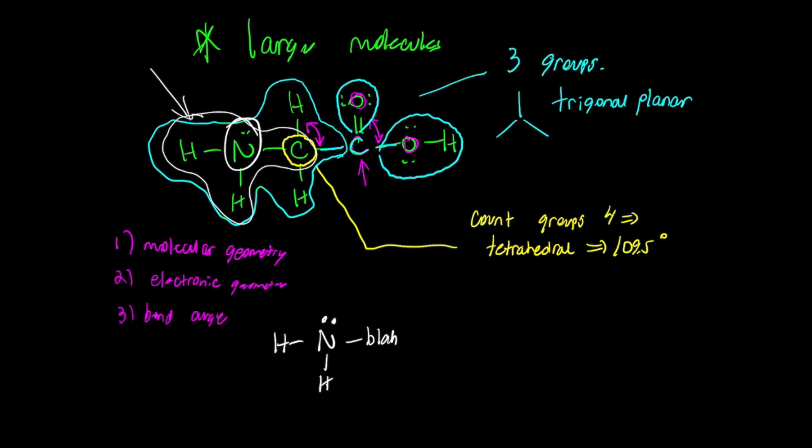And so if you look at this, this looks just like ammonia. It's trigonal pyramidal, or trigonal pyramid, okay? So it's got 3 groups and 1 lone pair, so that's just like ammonia, okay?